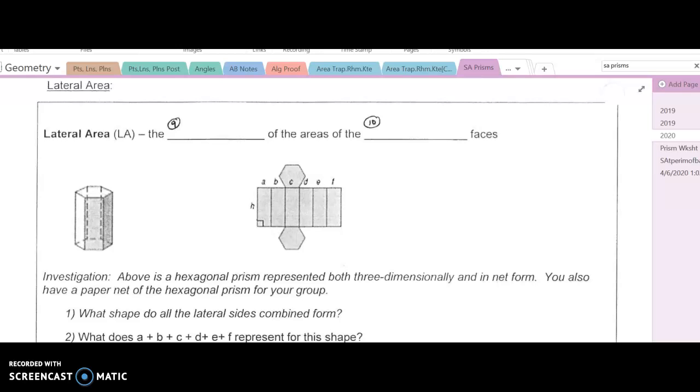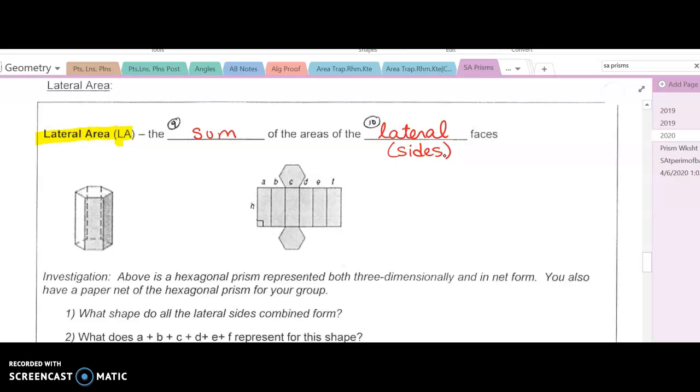Okay, so we've looked at bases of prisms. We've looked at the height of the prism. Now we're going to look at what it means to have lateral area, and we'll abbreviate that LA. So lateral area is when you take the sum of the areas of the lateral faces. So remember, lateral, that's the sides.